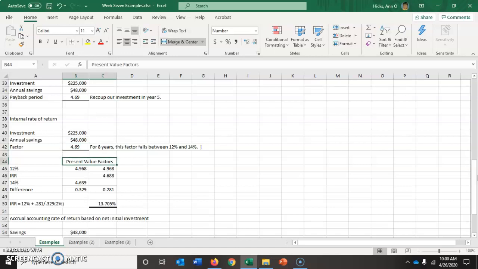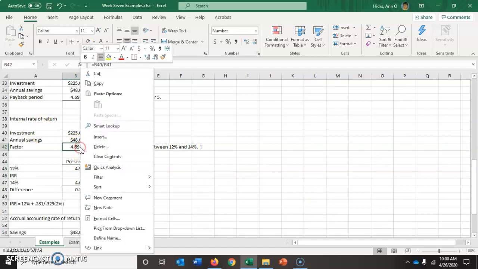But we can determine what the exact IRR is by looking at the present value factors for the 12 and 14. So what I did, we basically are interpolating what it would be. For 12%, the present value factor was 4.968 at 8 years. You can go to the table and see that. For 14%, it was 4.639. So that's how I arrived at the idea that the rate of IRR falls somewhere in between 12 and 14. Then the IRR factor is 4.688.